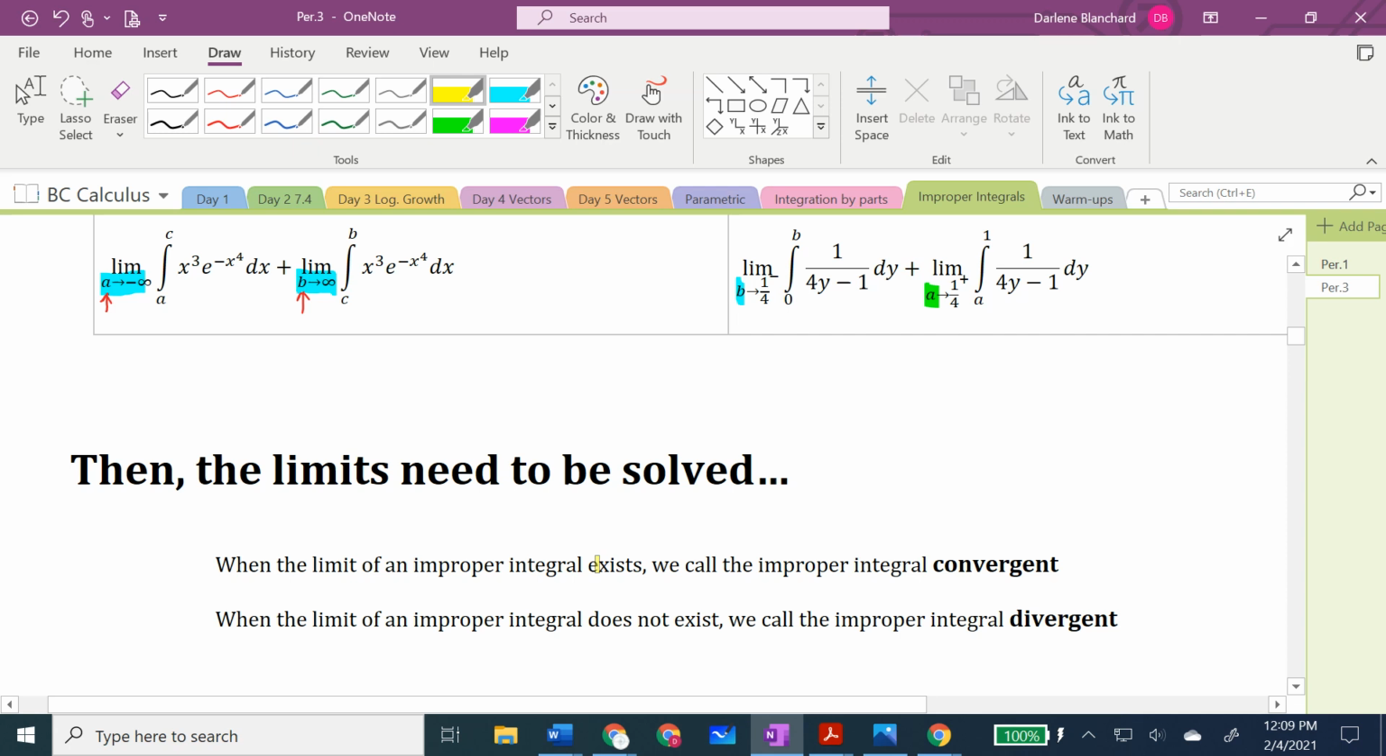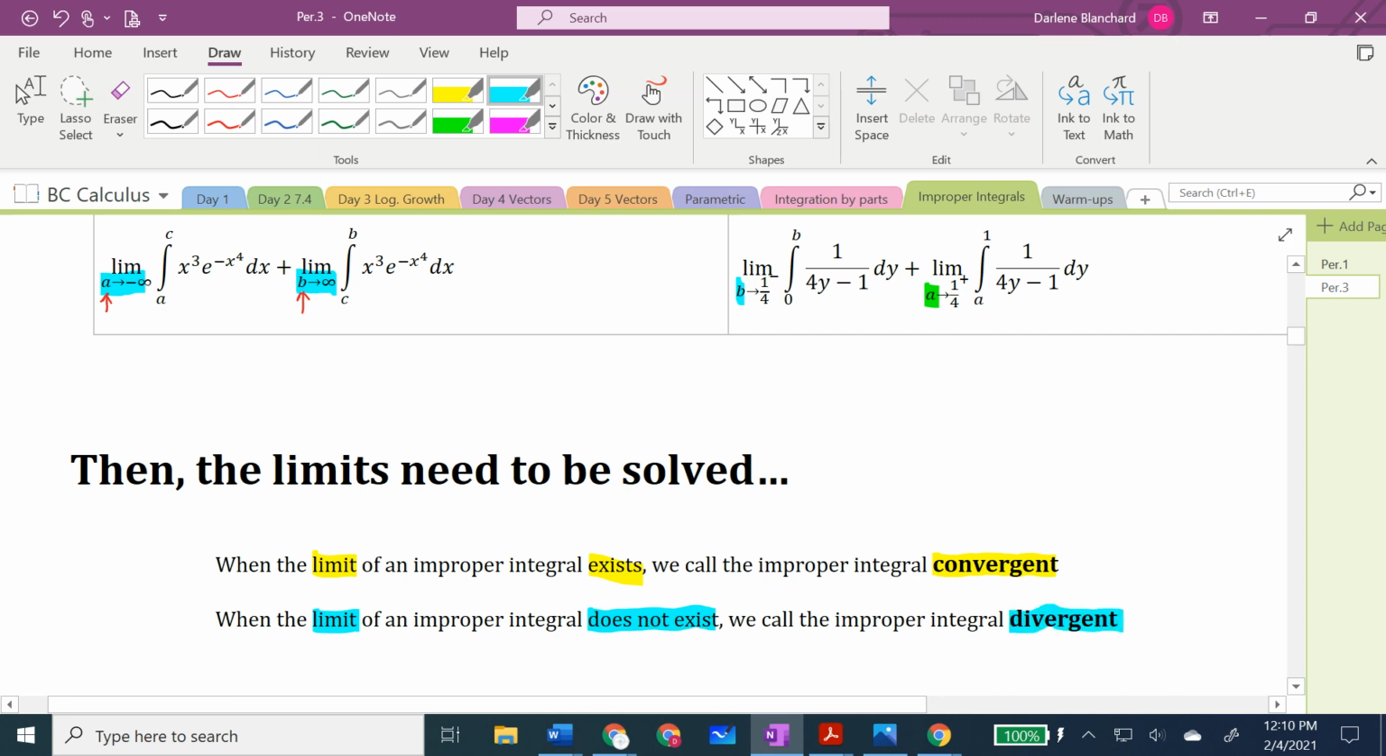When the limit exists, we say that that improper integral is convergent. If one of the limits of a sum, if any one limit involved does not exist, then that improper integral is divergent.